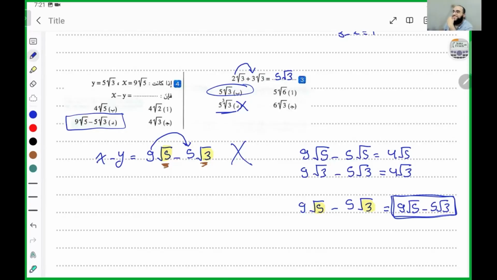Mister, I couldn't understand the last question. What is the problem? If it is 9 root 5 minus 5 root 5, what is the root here? The first root is 5 and the second root is 5.